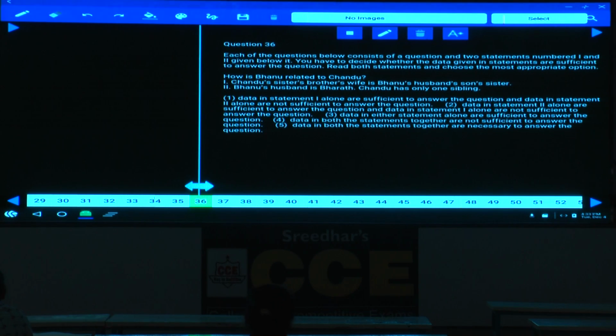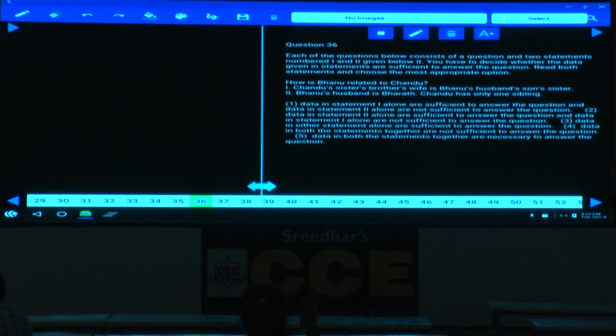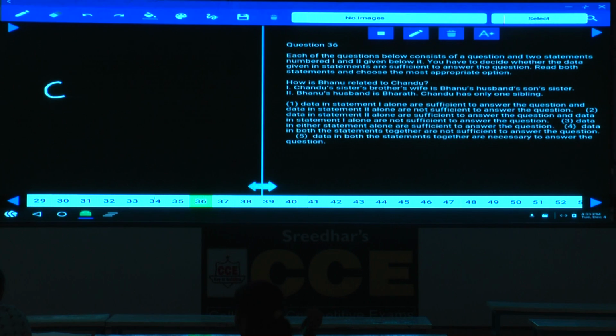Chandu is here, Chandu's sister's brother's wife. Now this Chandu is having a sister. Now Chandu's sister's brother. Now Chandu's sister's brother's wife is, who is that person? Banu's husband's son's sister, isn't it? Now Banu's husband's son's sister.